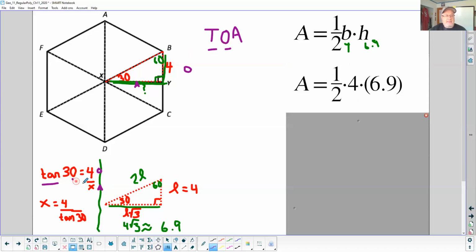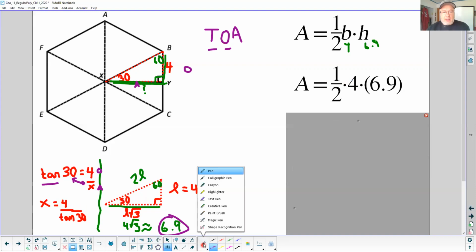So since the x is in the bottom, I'm going to multiply both sides by x to bring it to the top. And then I'm going to switch by dividing by tangent. These two guys just basically switch sides whenever you have an x in the bottom. So the x comes over here. Boop. The tangent of 30 goes on the bottom. Boop. I type into my calculator 4, division sign, tan 30, enter, and I'm still going to get 6.9. So it doesn't really matter. I feel like this way goes faster, but I know a lot of you like trig, so that way will go faster too.